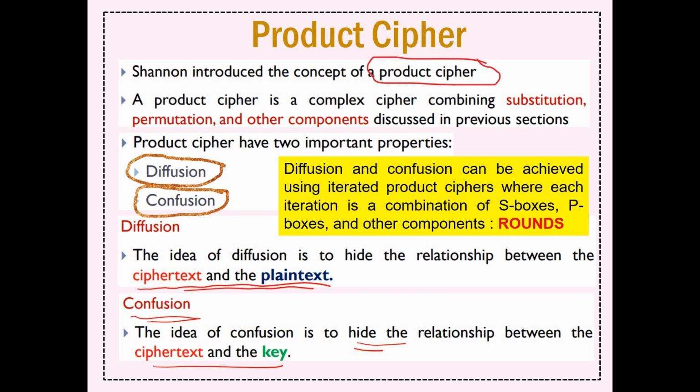This term is very important. Diffusion and confusion can be achieved using an iterated product cipher, where each iteration is a combination of S-boxes and P-boxes, and is considered a round. One round will have multiple S-boxes and multiple P-boxes. The output of the first round is fed as the input to the next round, which also has the same number of S-boxes and P-boxes. It generates a second output, which is the input to the third round. Like that, the rounds go on.